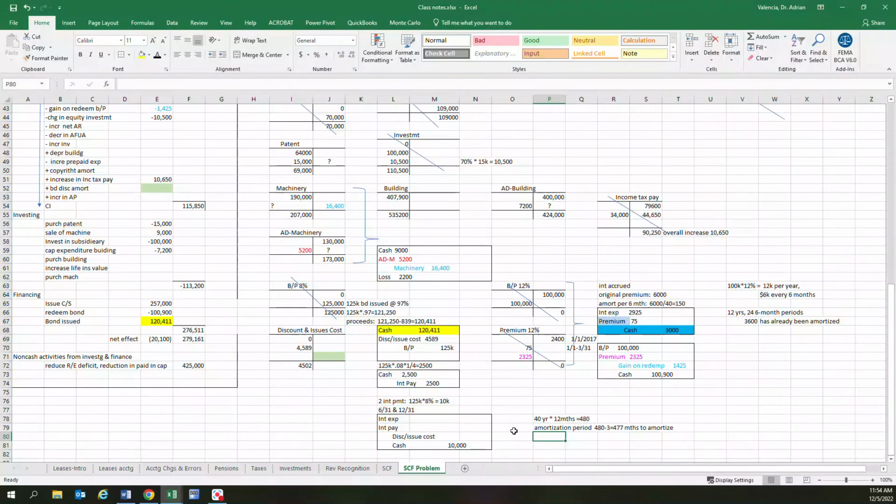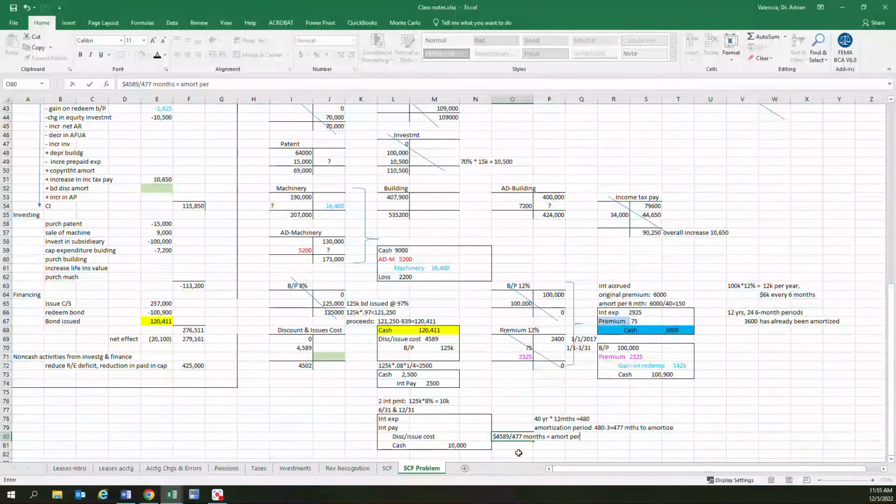Okay? So when we take this 4589 over here, and I'm going to amortize it for the first 9 months, I'm going to go in here and say 4589 divided by 477 months to amortize. That'll give me a monthly amortization amount. Okay? So it gives me amortization per month.